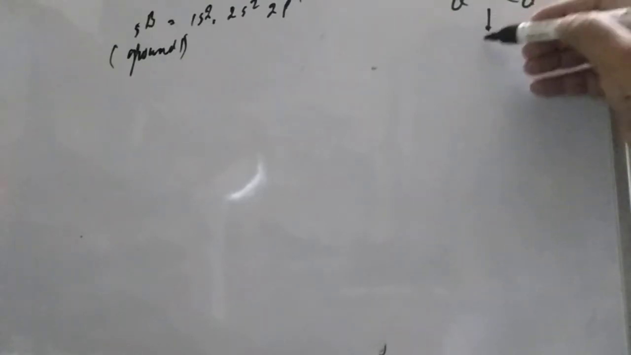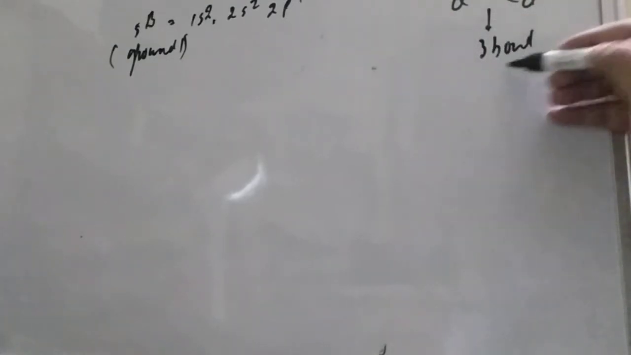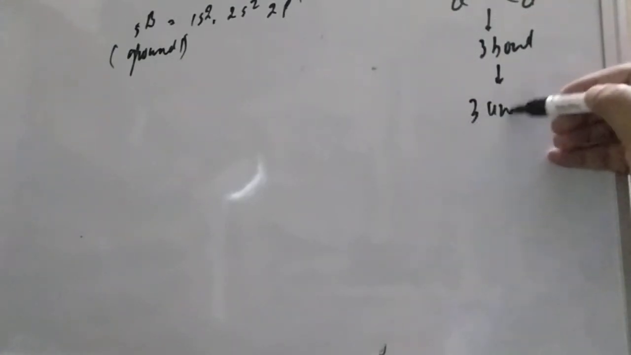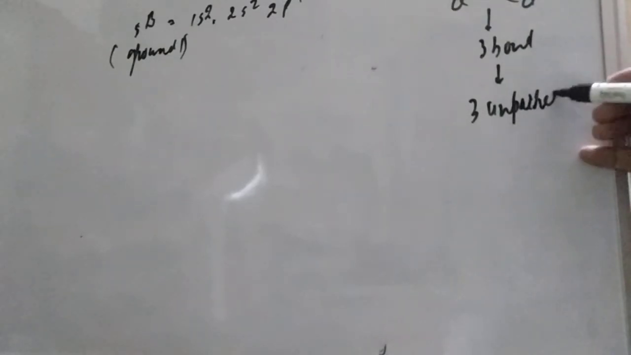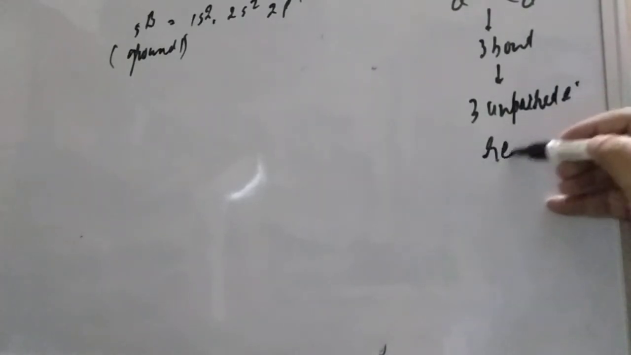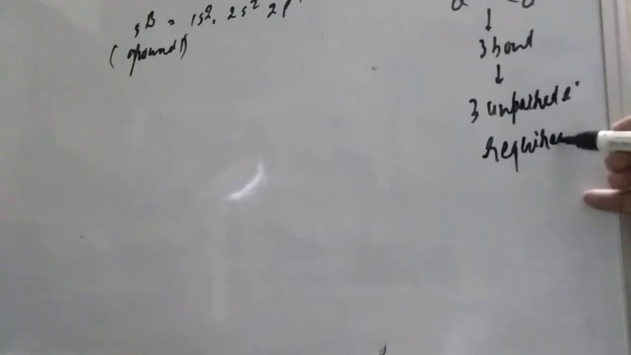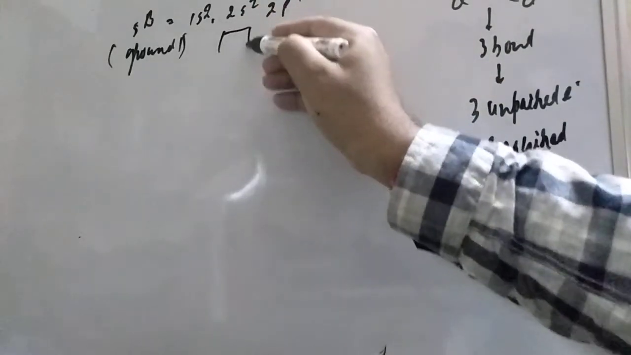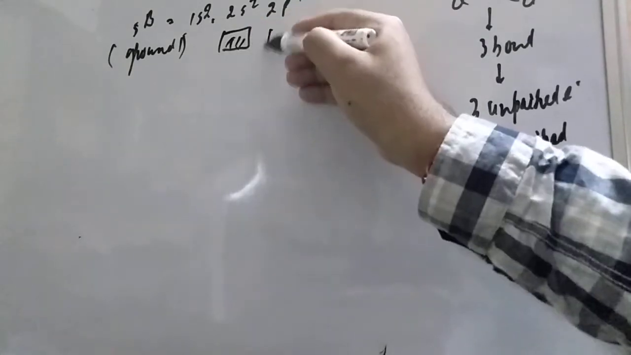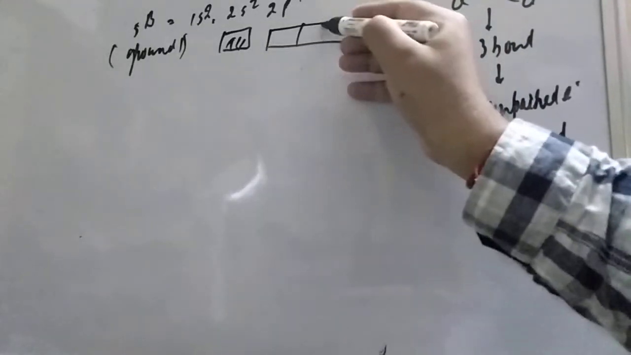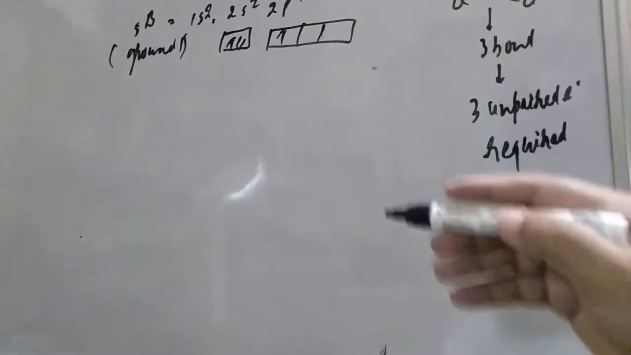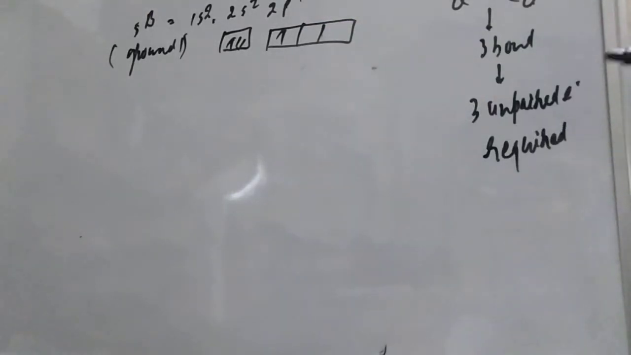So 3 bonds means how many unpaired electrons are required, student? 3 unpaired electrons are required. So dear student, what you will do in this case is check how many unpaired electrons are there. In the 2s orbital both are paired, and in the 2p orbital only one is there. So one unpaired, so this is going to form only one bond.